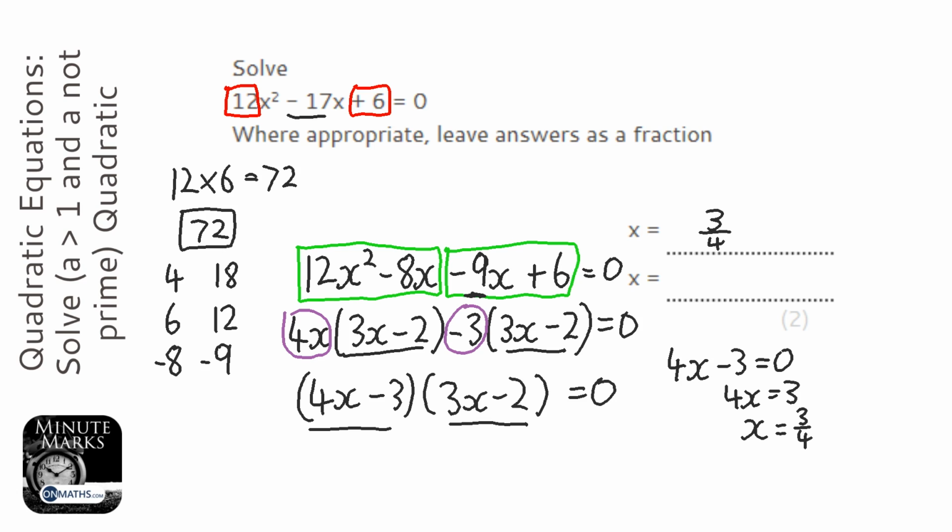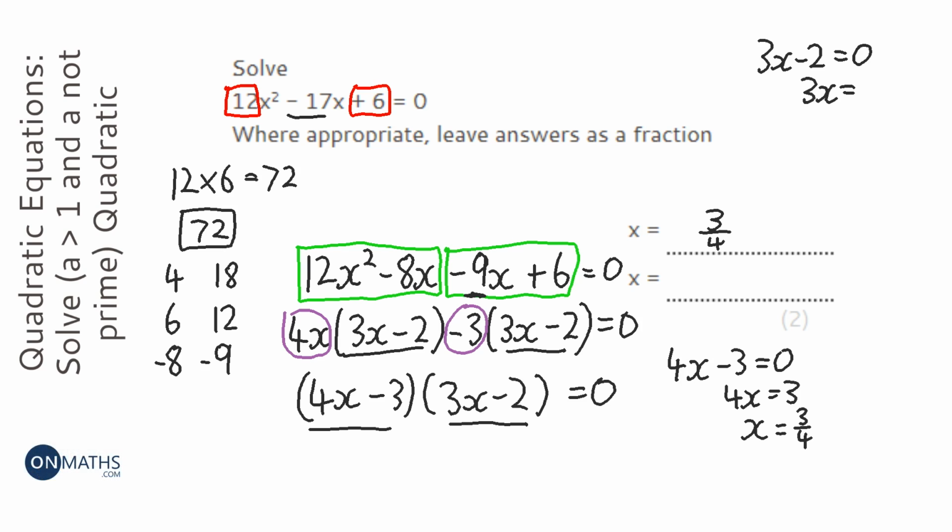Then I'm going to do the same with the 3x minus 2. I'm going to do it up here. 3x minus 2 equals 0. Add 2 both sides. And then divide by 3. So that gives us the second answer, which is 2/3.